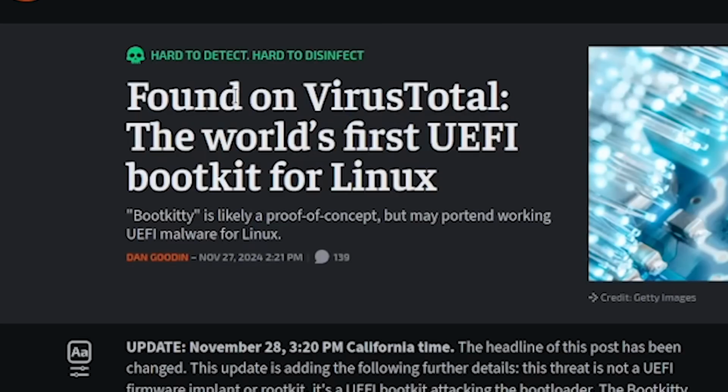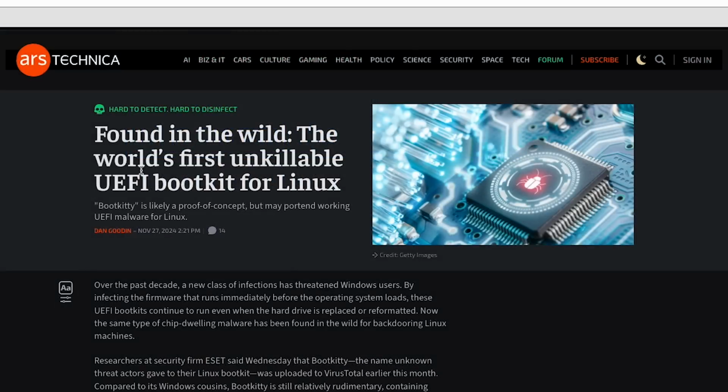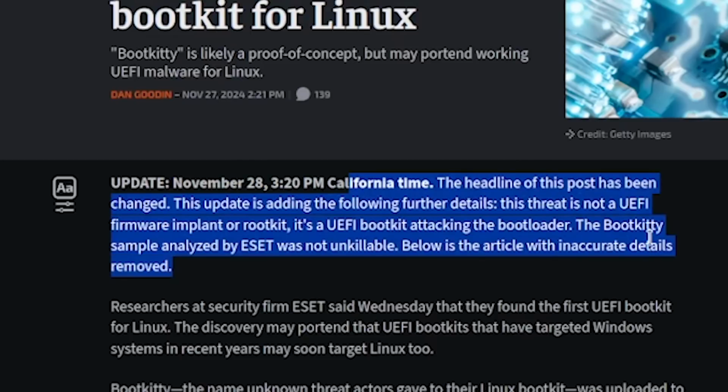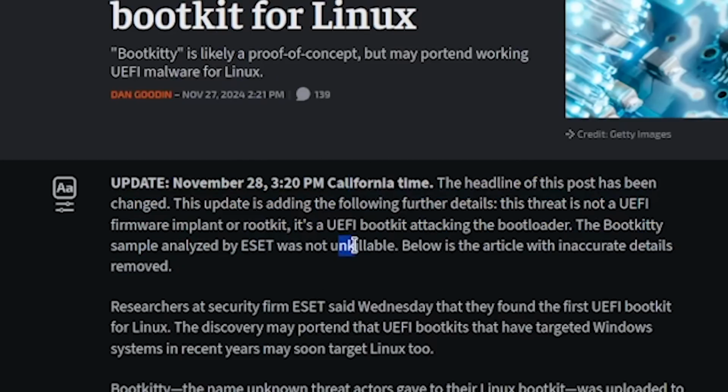So when I looked at this actual situation from Ars Technica, a pretty respectable page, found on VirusTotal. It initially, I believe, said found in the wild, but I don't have that right off the bat. I'm sure I can dig it up through the Wayback Machine. The world's first UEFI bootkit for Linux. So immediately they had to issue a retraction because the way they made this sound, it was apparently something that was unkillable, quote unquote. Now, there is no virus that is unkillable on some ordinary gamers, okay?